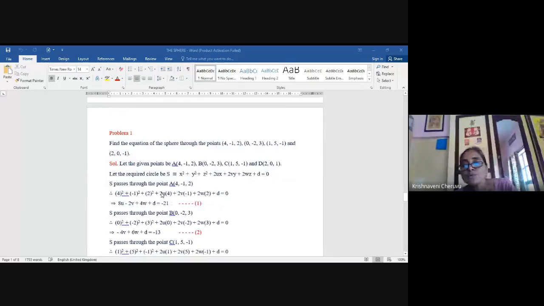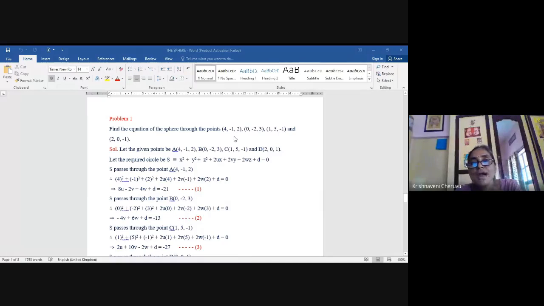So now let us come to the problems. Based on these problems, you are going to do the problems, homework, girls. I gave you here 4 points, girls. You are going to find the equation of the sphere passing through these 4 points. So let us start the required equation of the sphere like this, girls. And all these points are lying on the sphere now.